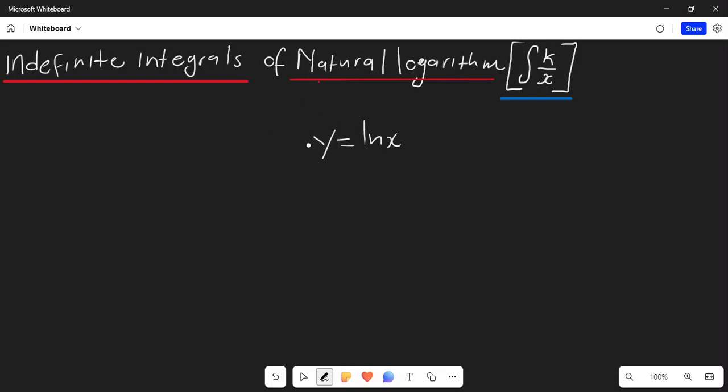So before I show you guys, let me first differentiate this natural log x. Remember, when you find the derivative of natural log x, the answer here is going to be 1 over x. We have done videos on these derivatives. Just in case you didn't watch them or you want to watch them, there's a video there that is going to pop up. Go and watch that video. Okay, now this is the derivative of natural log x.